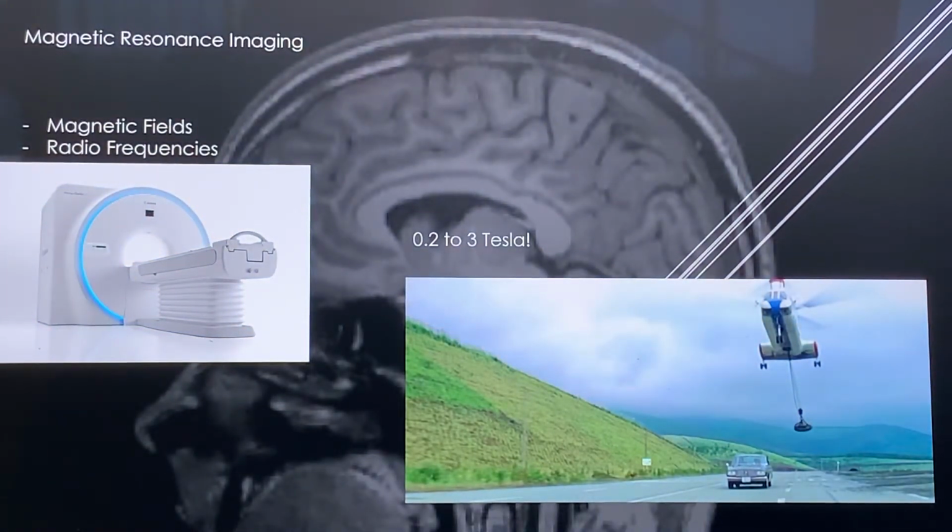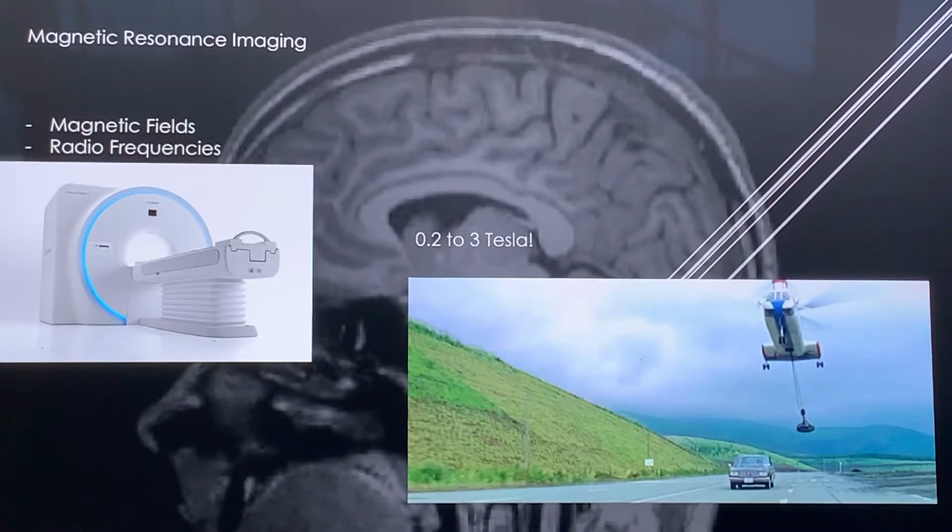MRI stands for magnetic resonance imaging and uses magnetic fields and radio frequencies instead of ionizing radiation used in X-rays to create an accurate image of the body. The magnetic field strength of an MRI, measured in Tesla, varies from 0.2 to 3 Teslas, which produces a very strong magnetic field. An electromagnet of this strength is capable of picking up a car.